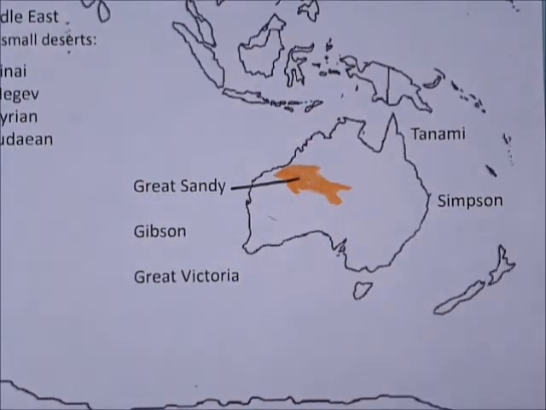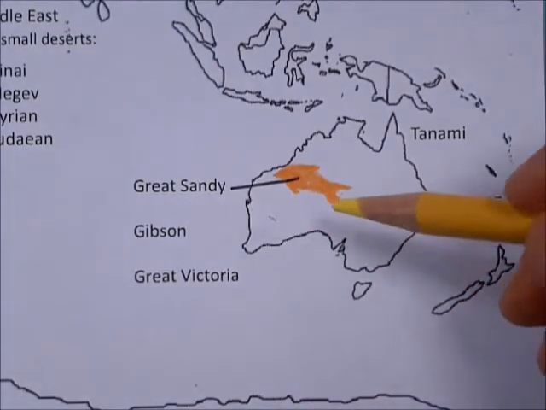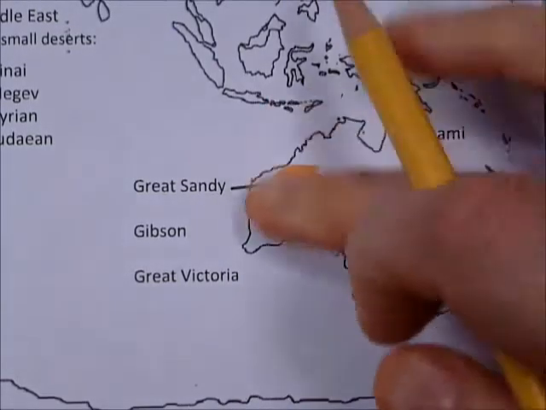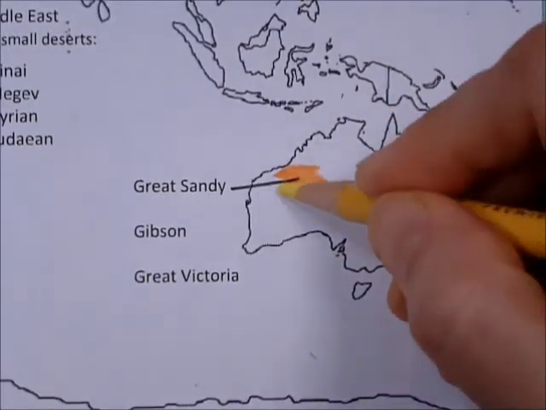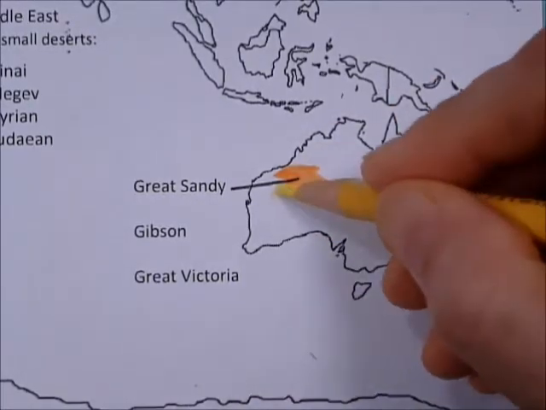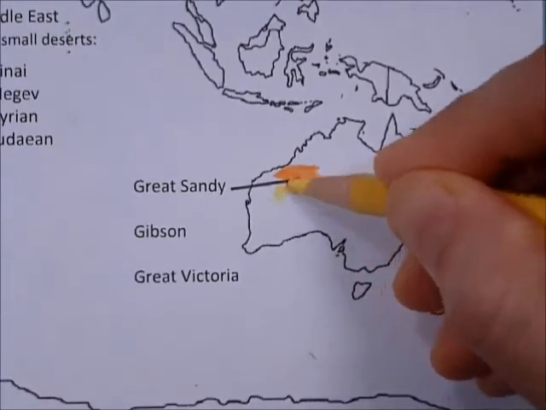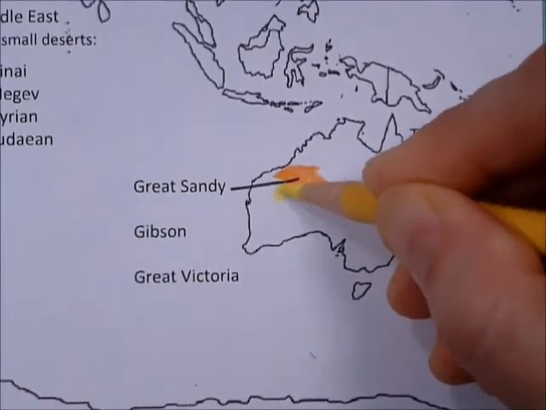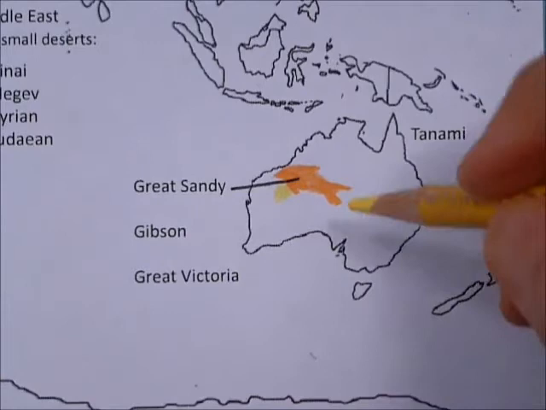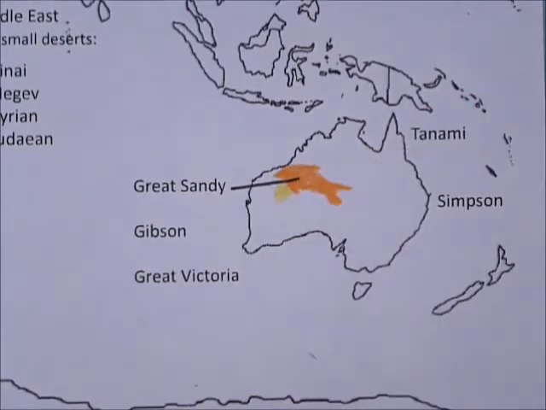And then next, let's draw the Gibson Desert. And there's a little piece of it down here, like right here. If you want to add an extra one, you want to be really exact, there's a little bit down here called the Little Sandy Desert. If you want to add that, but this is the important one.